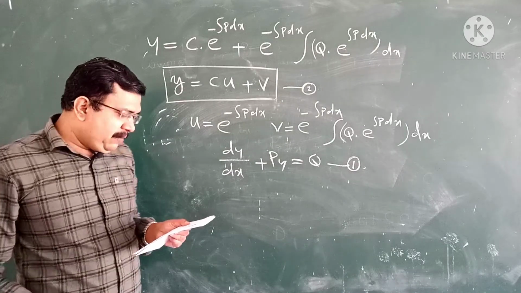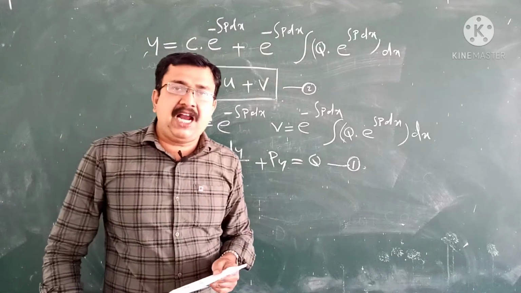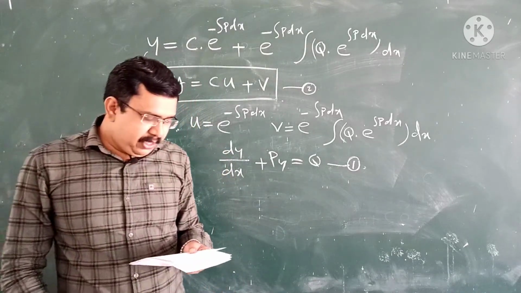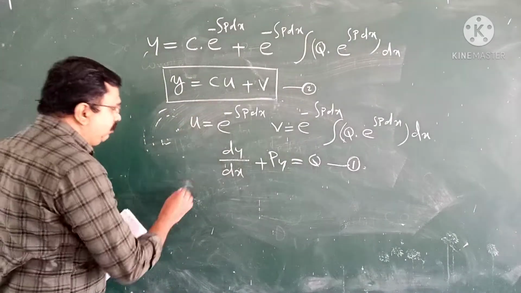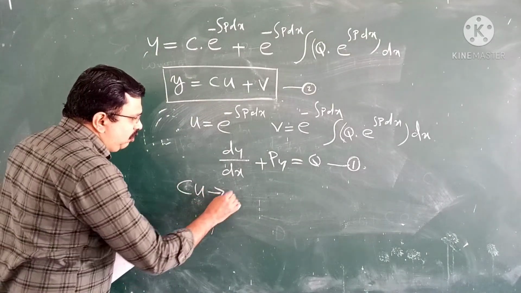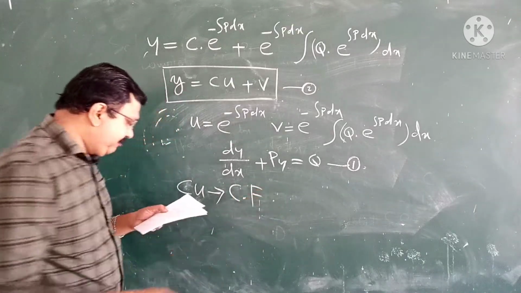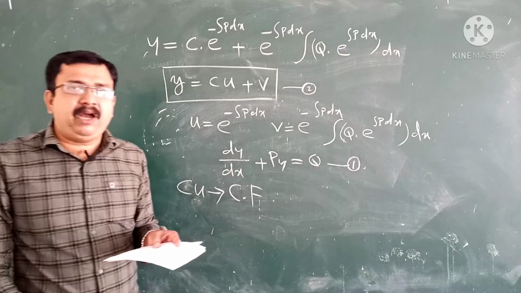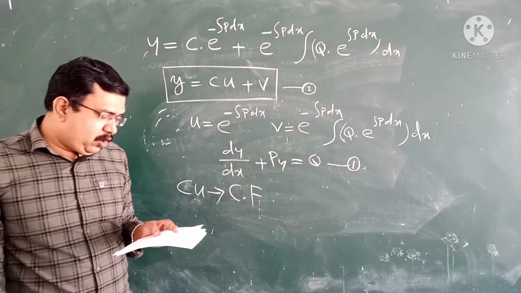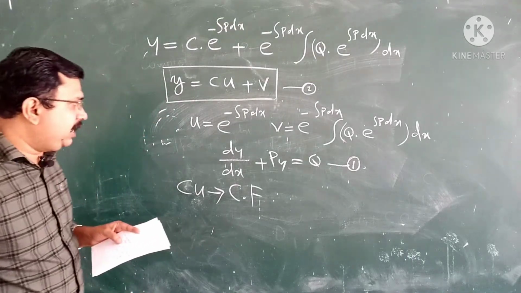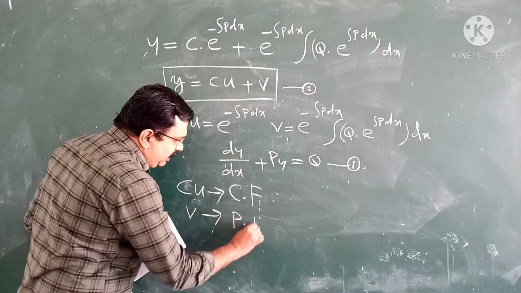Cu is the solution of the differential equation whose RHS is equal to 0. Cu is known as the complementary function, CF. The second part v is free from arbitrary constant and is known as the particular integral.